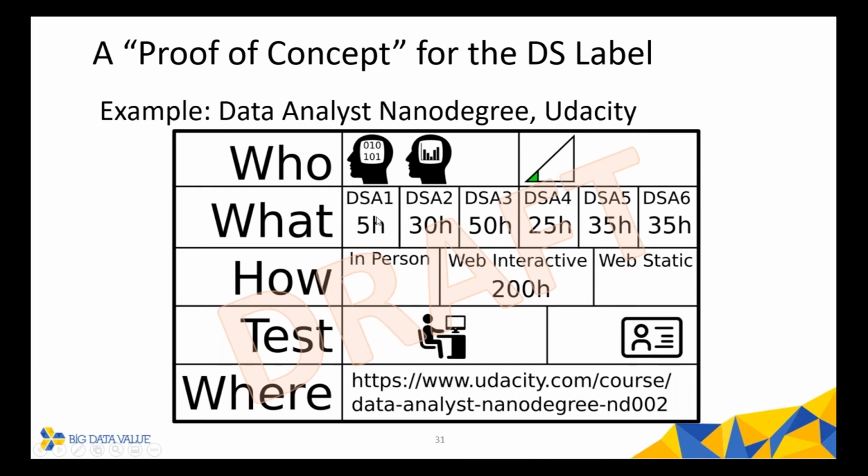Here are the number of hours that the program is dedicating to each of the 6 skills we identified earlier, the total number of hours in the program, and how they're dividing it, how they're actually imparting that education. In this case, online interactive web is all of the program. What kind of testing? Here's online testing with some kind of identification verification service. I'm not actually sure whether that's the case for this program or not, but we include that in this example, and then a link.